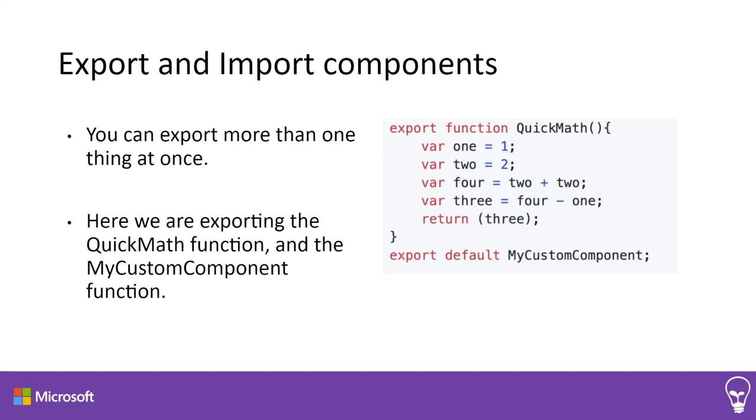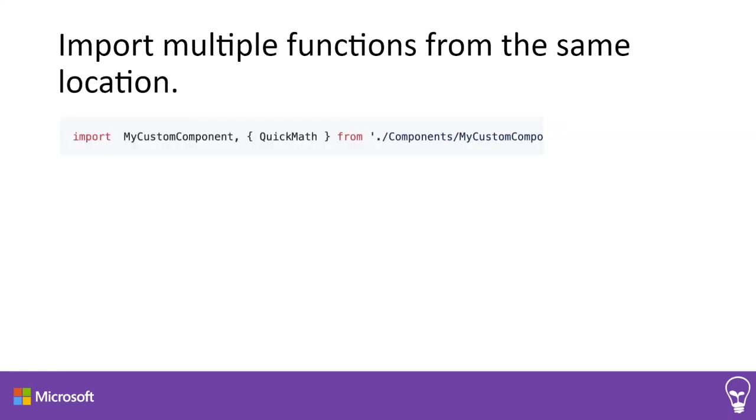But you can also export more than one thing at once. So if you see here, we've got export function quick math, and then at the bottom we've also got the constructor exported as export default my custom component. On the next slide we'll see how that actually looks in an import statement. Here, we have the export default being imported on one line, and then on the next we have quick math being imported in the curly braces. So you can have as many different things imported from one file as you like, and this is just the syntax for that.